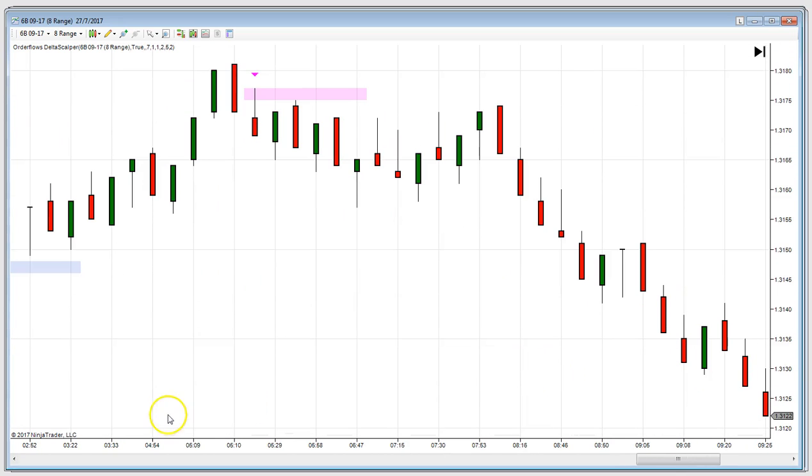So again, there were 2 signals here, and they're both nice ones. Again, I could show you chart after chart after chart, but I've showed you 8 range charts. I've showed you 1-minute charts, 5-minute charts, 15-minute charts. What else can I show you here? A different type of chart.